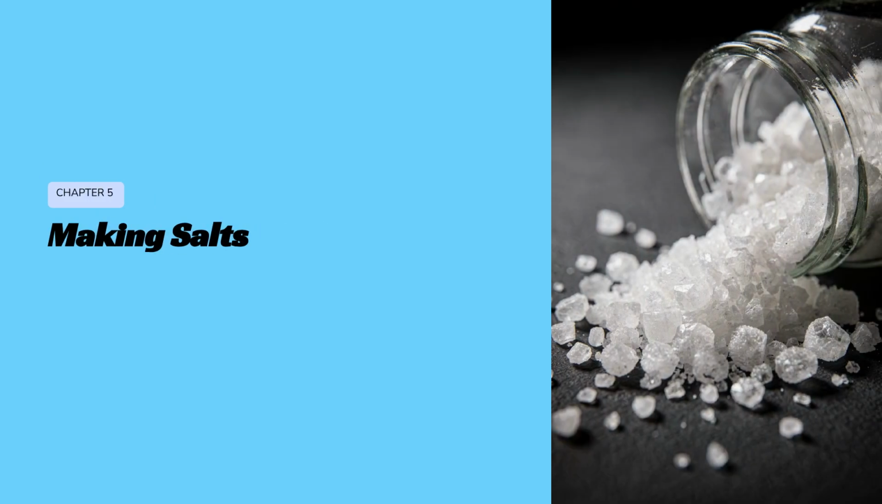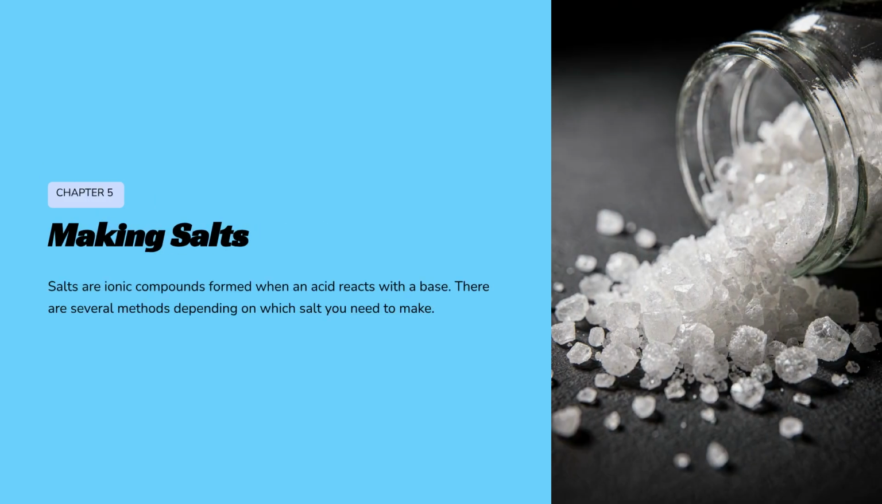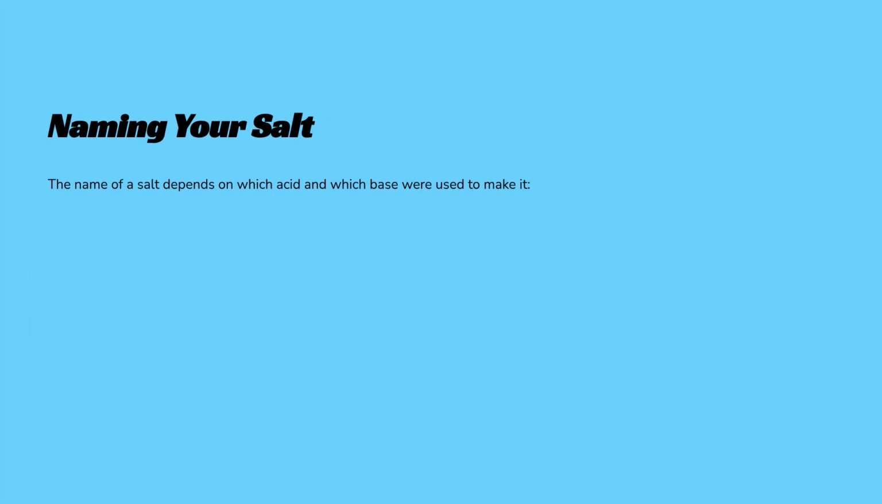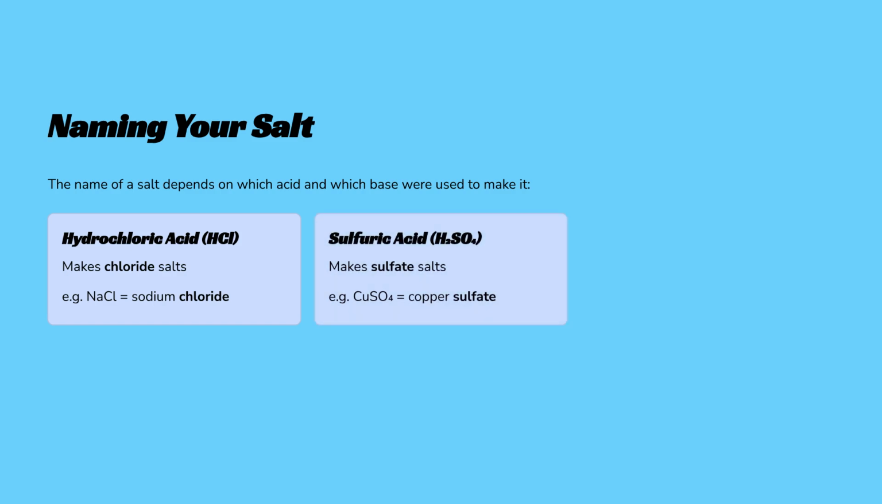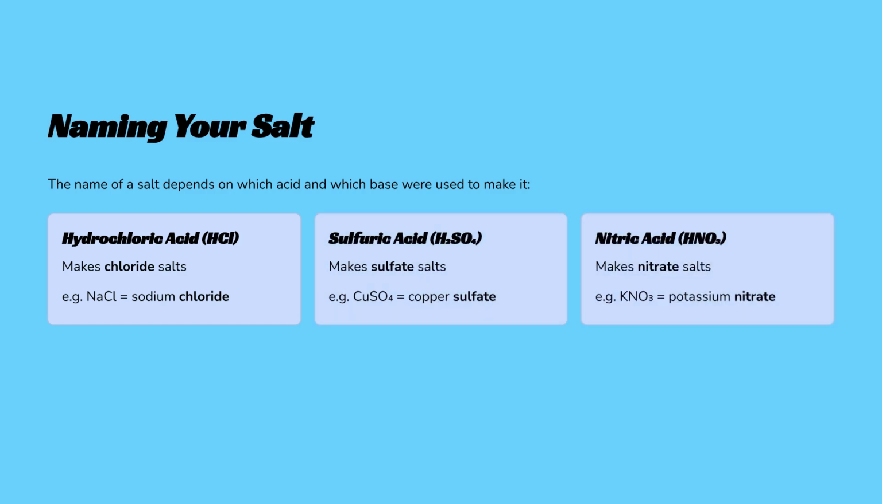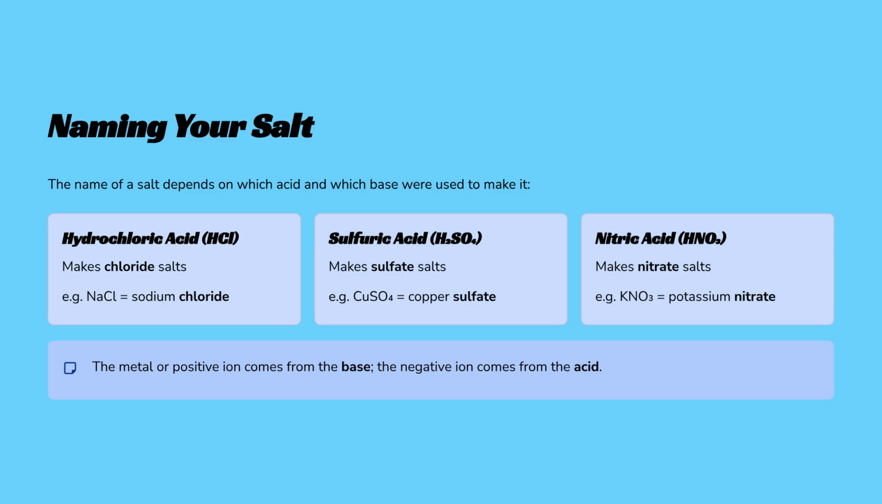Chapter 5 focuses on making salts. Salts are ionic compounds made from the reaction between an acid and a base. The method used depends on the required salts. The name of a salt is derived from the acid and base used. Hydrochloric acid makes chloride salts, sulfuric acid makes sulfate salts, and nitric acid makes nitrate salts. The metal comes from the base, and the negative ion from the acid.